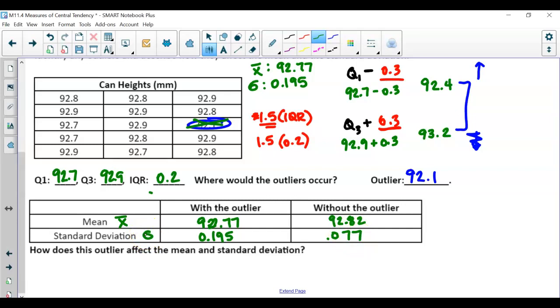So now notice, how did this outlier affect our mean? What happened to our mean? Without the outlier, our mean increased. And then what happened to our standard deviation? Well, here, our standard deviation decreased, which makes sense because it's going to get smaller, because now the spread of the data is not as large as it was before. So the standard deviation decreased because now our data is much more close together, versus with the outlier, it was a little bit more of a spread.